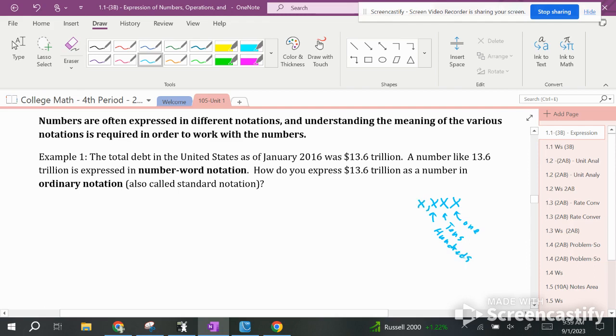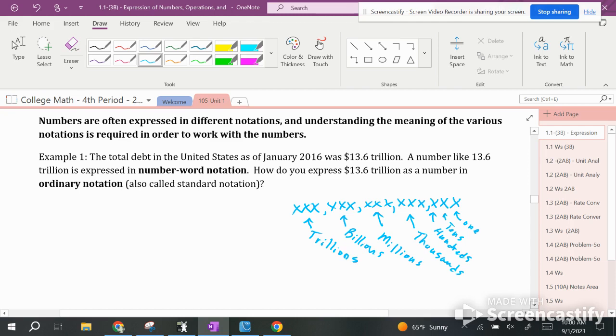And then there's a comma. And then this whole set is the thousands. And the next set is called the millions. And then after millions, you have billions. Okay, and then next we get to the trillions.